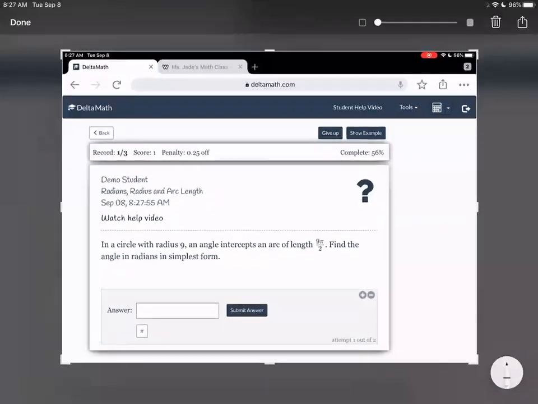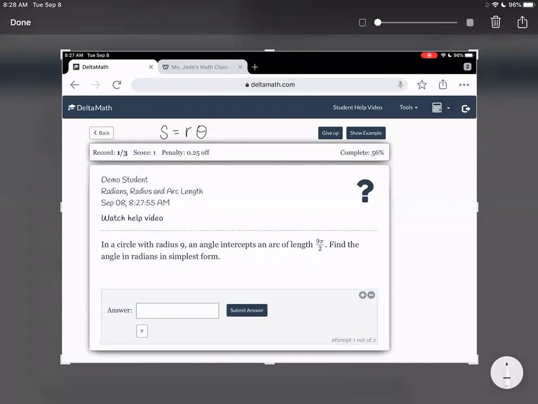Okay, screenshot. Once again, the formula to use is S equals R theta. Why is it an S? I still don't know. But let's plug it in now. In a circle with radius 9, an angle intercepts an arc of length 9 pi over 2. Find the angle in radians in simplest form. So we have the same type of problem again.